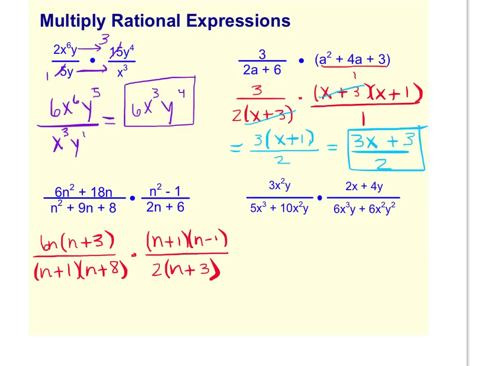Alright, so do we have anything that we can reduce or cancel with? I have an n plus 3 right here that could cancel with that n plus 3. We also have an n plus 1 that can cancel out. And then the only other thing, sometimes we don't see it till we rewrite the problem, but you have the 6 and the 2. Here's a 6 and here's a 2 that we can reduce. If you divide those both by 2, you get a 1, divide this by 2 and you get a 3.